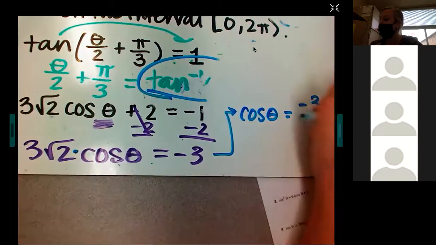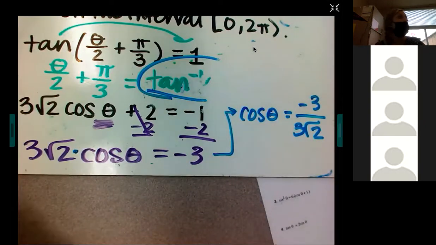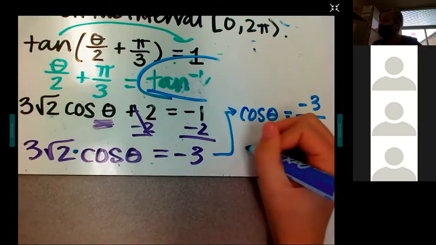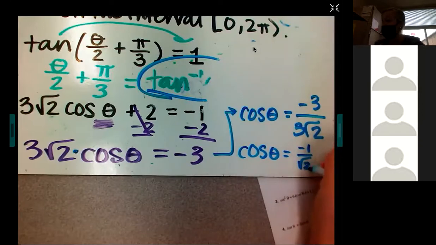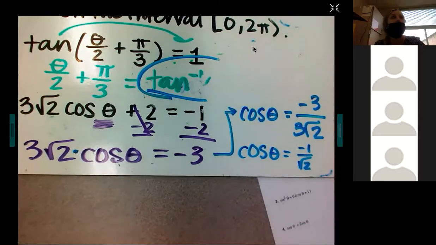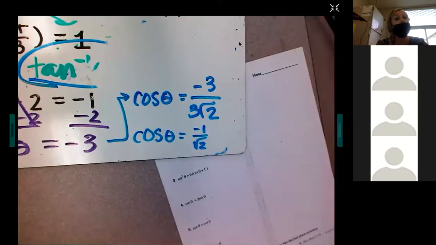All right, so look, you can divide it all at once. What happens with the 3's? They make 1. So does everybody agree this is going to be cosine theta equals -1 over square root of 2? Yeah? Okay, can you have a square root of 2 in the denominator? No. So what do we do?